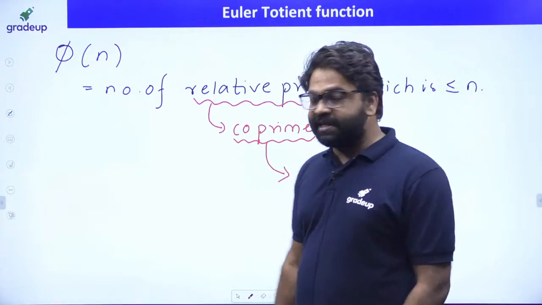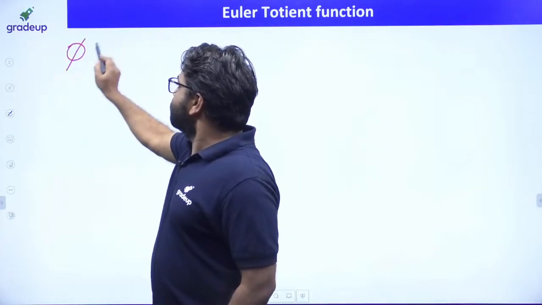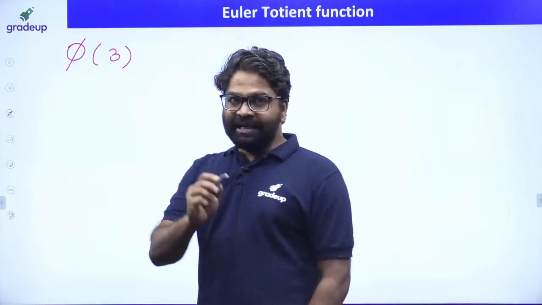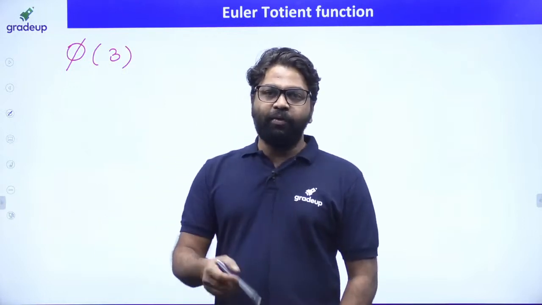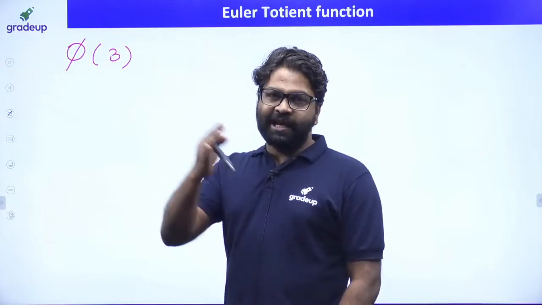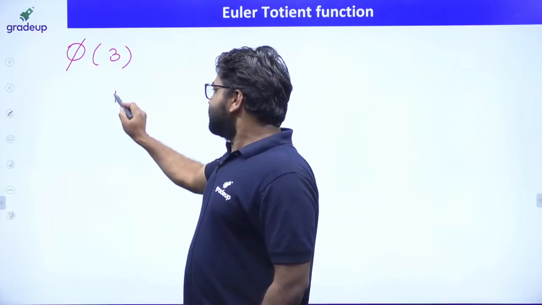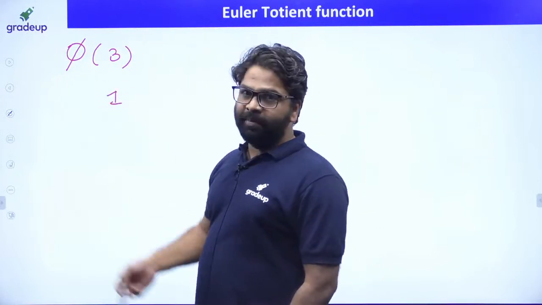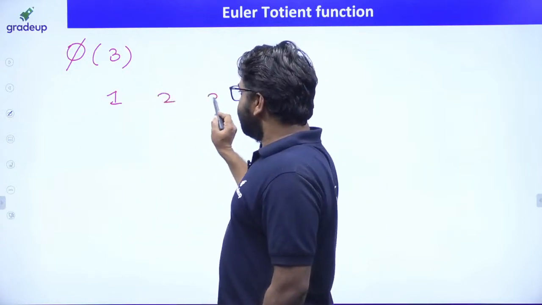So let's take an example. Suppose I write the totient function of 3. In this totient function we are counting the number of elements less than or equal to 3 which are relative prime to 3. Let's consider the positive integers less than or equal to 3. So here you get 1, 2, 3.